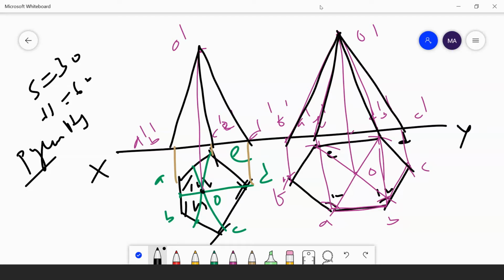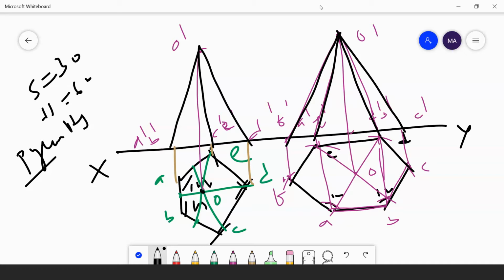This one will be your hexagonal pyramid. In this way you need to draw the hexagonal pyramid. Understand, in the exam if you draw the basic figure, out of 12 marks, they will give 3 marks. You just draw the solid.